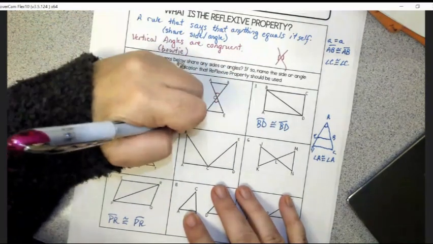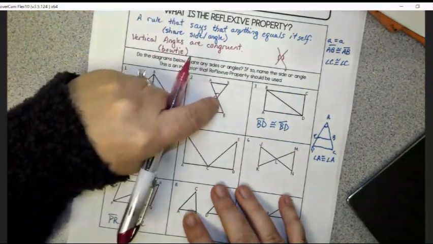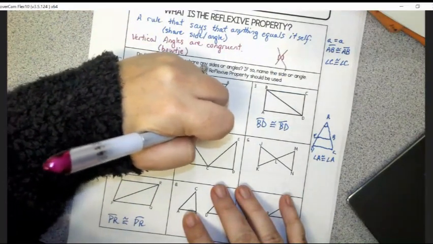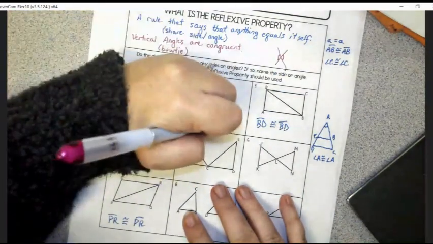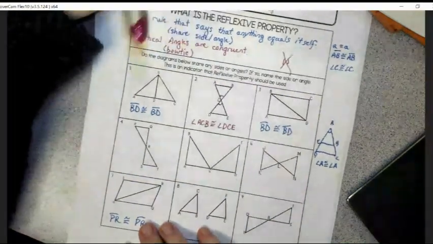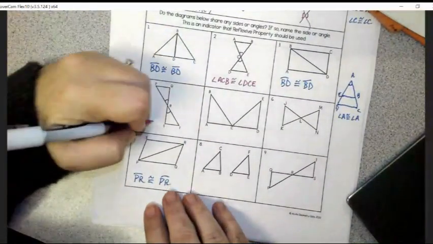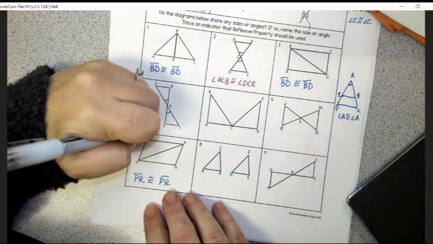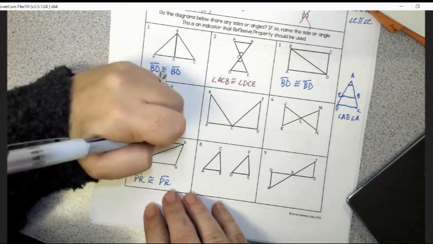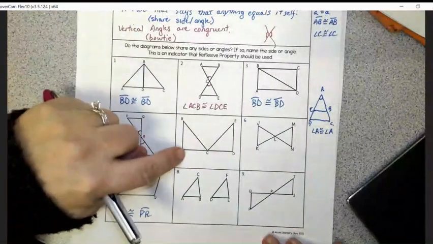So remember, to name an angle, you've got to remember you're connecting the dots. I could either go ACB or BCA. I'm going to say angle ACB is congruent to angle DCE. Okay, let's go. The next bow tie is number 4. So that would be angle PRQ is congruent to angle TRS.